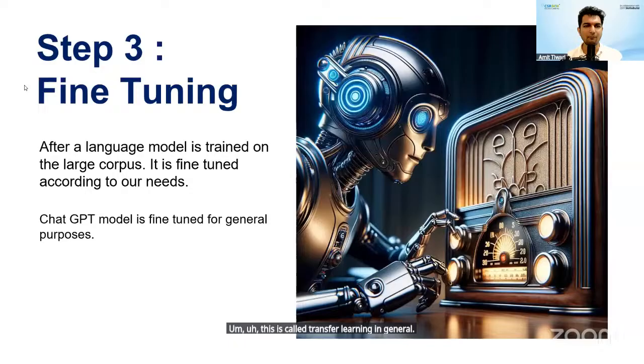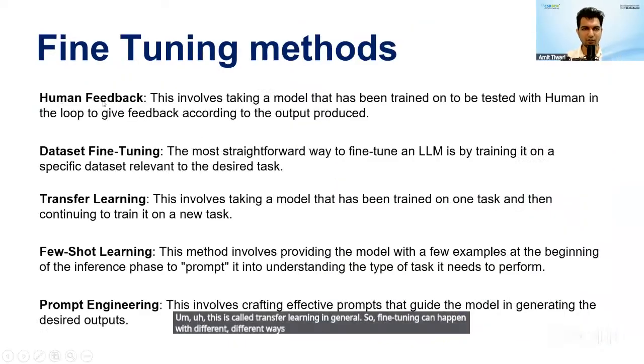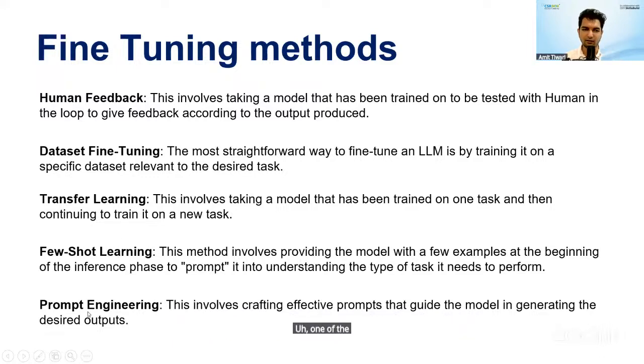So fine tuning can happen in different ways. One by human feedback, one by dataset fine tuning, which I talked about. Transfer learning is also one of the ways. Few shot learning and prompt engineering.